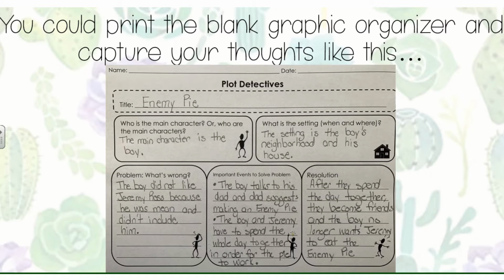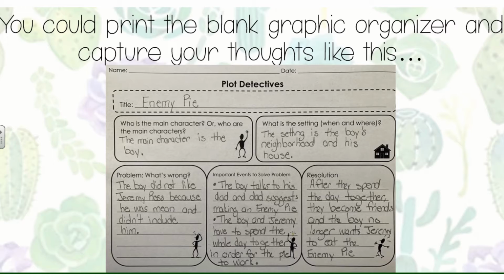Who's the main character, or who are the main characters? The main character is the boy. What is the setting? The setting is the boy's neighborhood and his house. Problem, what's wrong? The boy did not like Jeremy Ross because he was mean and didn't include him. And important events to solve the problem. The first one is the boy talks to his dad, and the dad suggests making an enemy pie.